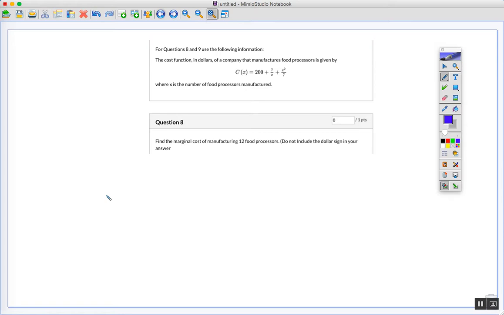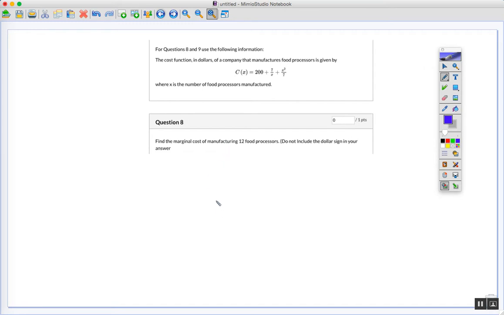For questions 8 and 9, you're given a cost function and you're asked two questions. One is to find the cost of manufacturing 12 food processors, find the marginal cost. And then the second question is asking us to find the cost of 13 food processors. So to find the marginal cost, which gives us the rate of change of the cost when we're dealing with 12 food processors, first thing you would want to do is derive this cost function. So you would calculate the derivative, and you just plug in 12. And that's going to give you your marginal cost.